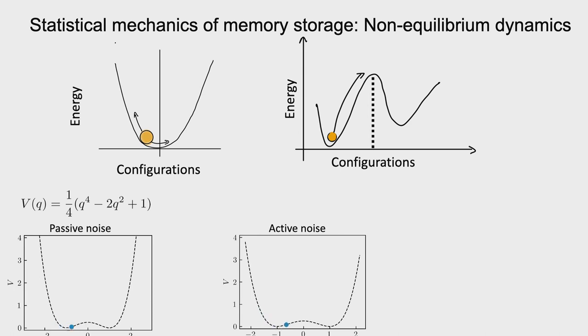And what ends up happening, and this is apparent if you just stare at the movies, is that in the presence of an active noise, this particle ends up spending a fair amount more time right around these minima. It almost ends up avoiding this barrier.